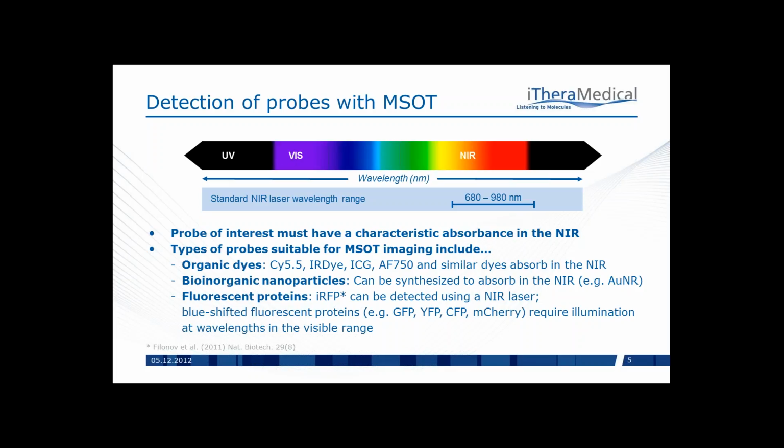Imaging in this window also allows us to see fluorescent proteins. We cannot see all fluorescent proteins, particularly those that absorb in the visible spectrum, but we can see IRFP, which is a recently documented fluorescent protein that has a maximal absorption at 692 nanometers.